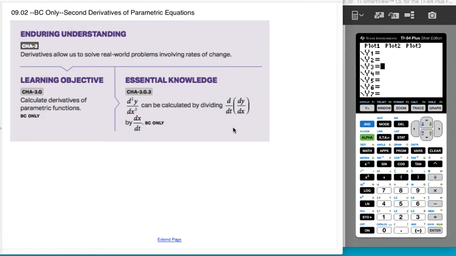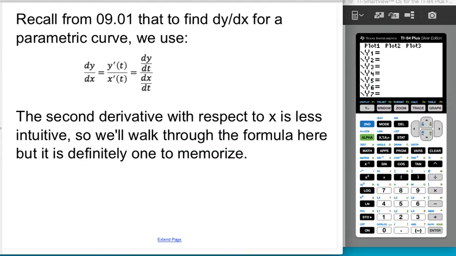All right, this is AP BC Calculus. We're doing Unit 9, Section 2, which is the second derivatives of parametric equations. So basically, this is not a super intuitive formula. It's a single formula. It is one particular skill you're going to want to memorize because it's a very specific question. So let's go ahead and review what we know.